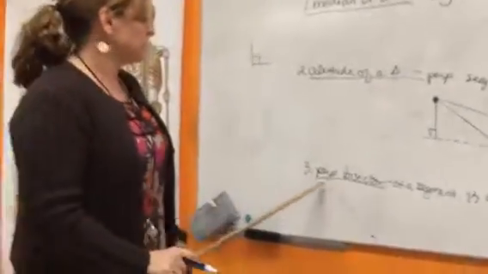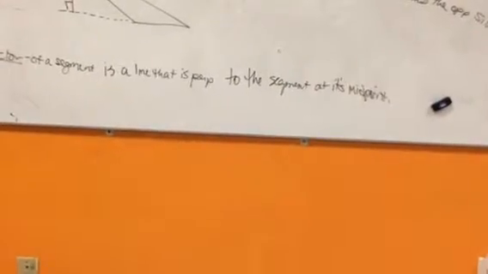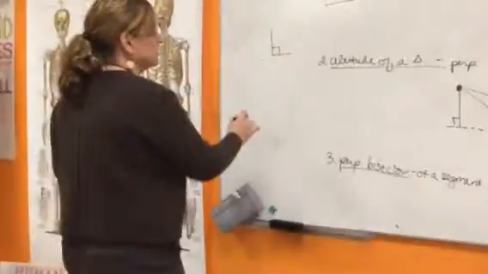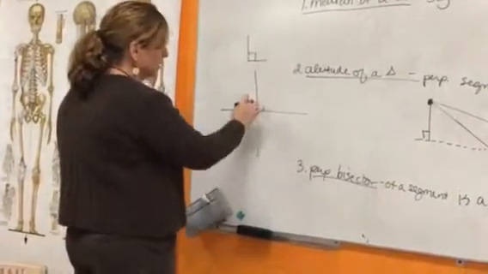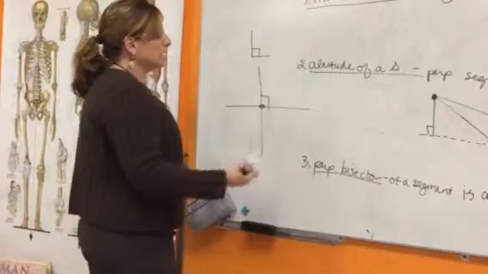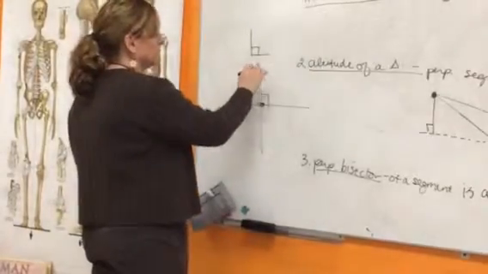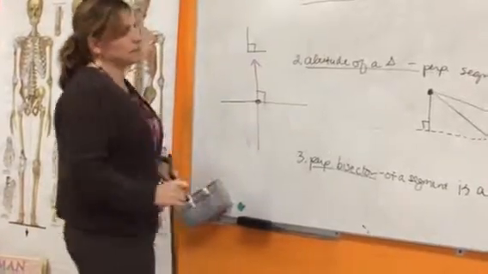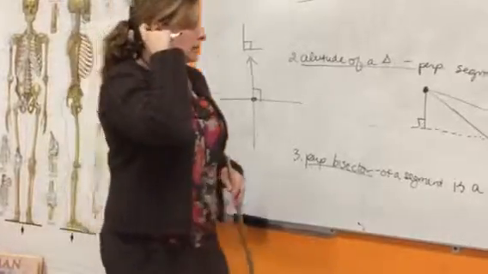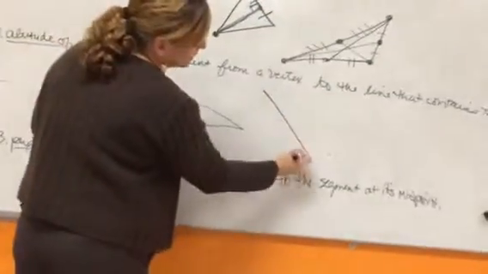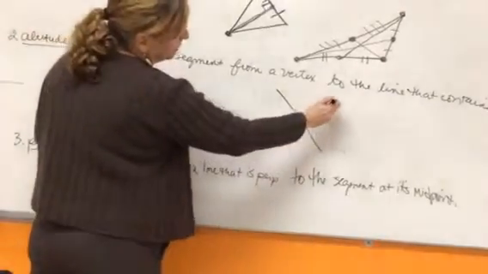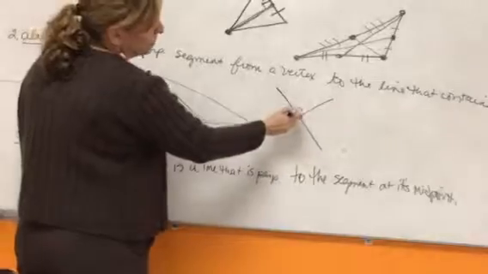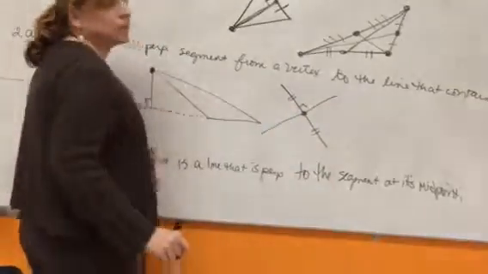The last definition is perpendicular bisector of a segment. It's a line that is perpendicular to the segment at its midpoint. So you have any segment, find its midpoint, draw a line that's perpendicular. That's a perpendicular bisector. It can be a ray also. A ray could be a perpendicular bisector to a segment. If I had a segment that wasn't straight like this, to find the perpendicular bisector, find the midpoint, and that would be the perpendicular bisector. Therefore, these two parts would be equal.